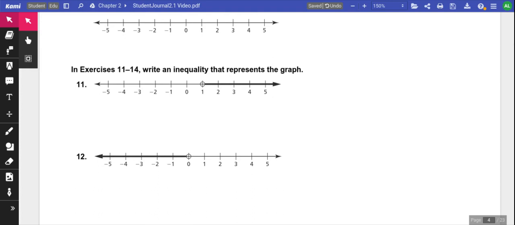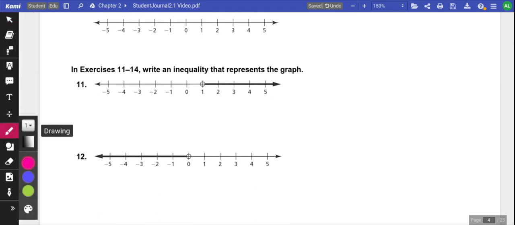For some of these too, we can go backwards. We can give you the graph and you go, well then I know that that's x and 1. These numbers are getting higher than 1, so I know that x is greater than. It's an open circle, so it's not greater than or equal to, it's just x is greater than 1.